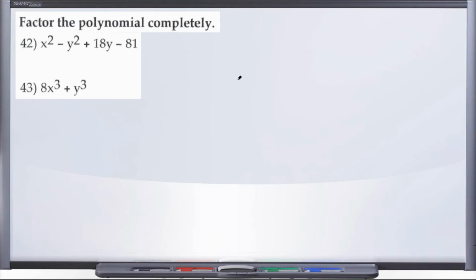All right, so let's take a look here at question number 42 and 43. And as we've been doing, let's go ahead and rewrite the given expression. So we have x squared minus y squared plus 18y minus 81. All right, let's go ahead and run through those two questions.